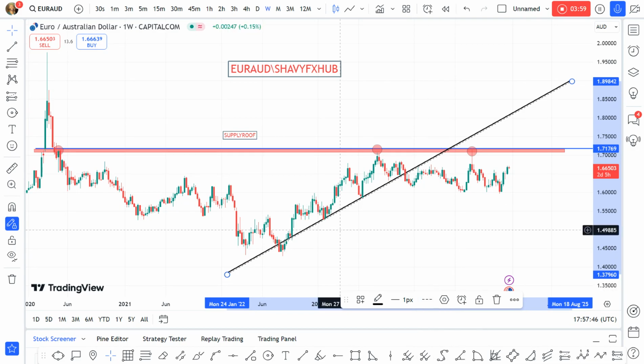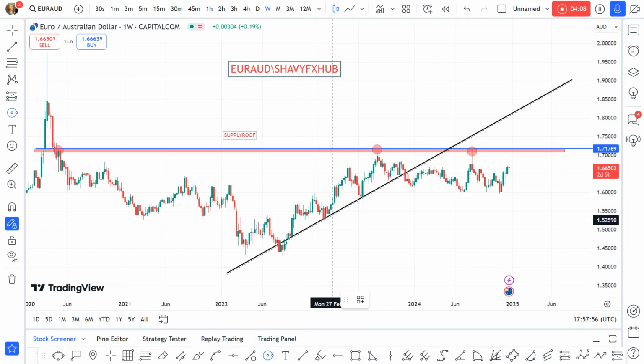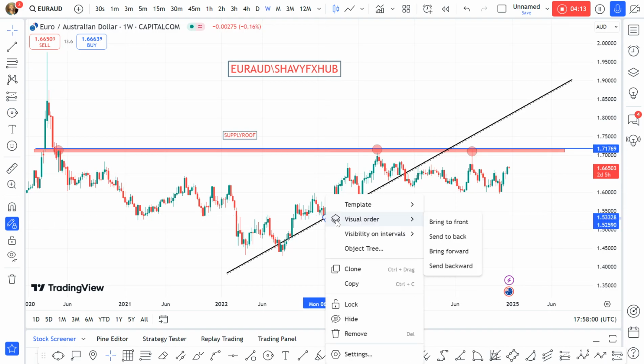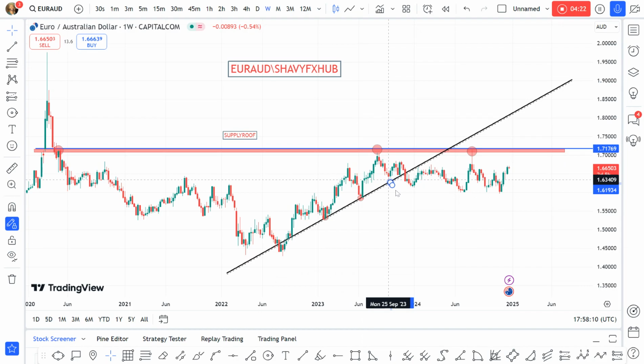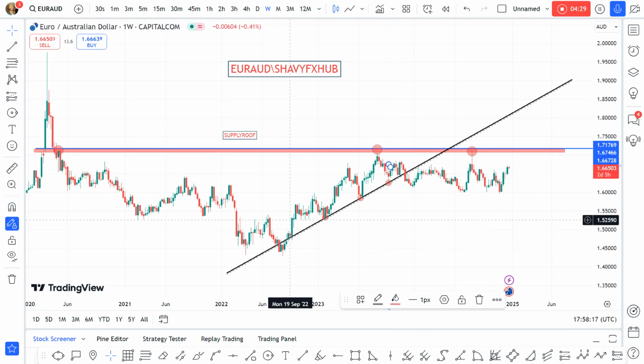Ask your guru, those people you are following, ask them if this one is wrong. If they say it is wrong, come to my comment section and tell me that it's wrong. I hit my chest and tell you that this is the new trend line for Euro AUD. If you think it's wrong, come to my comment section and tell me, and I will prove to you why this is the most accurate structure in the 2022 rally.